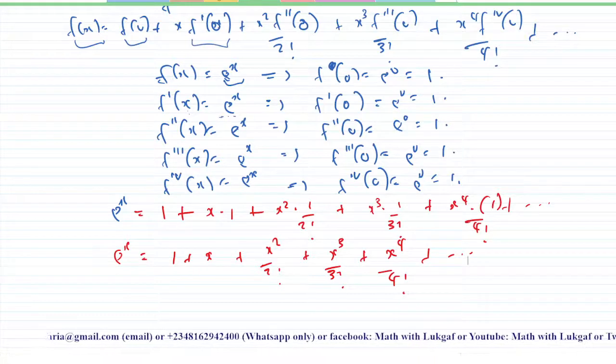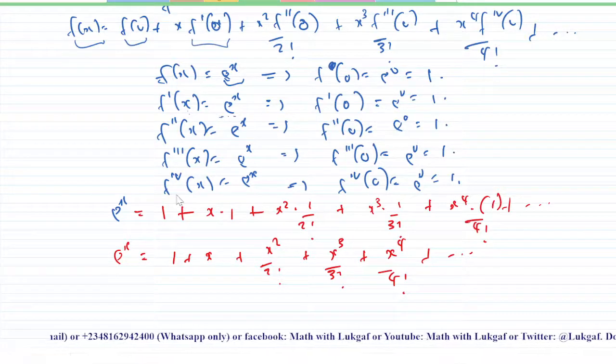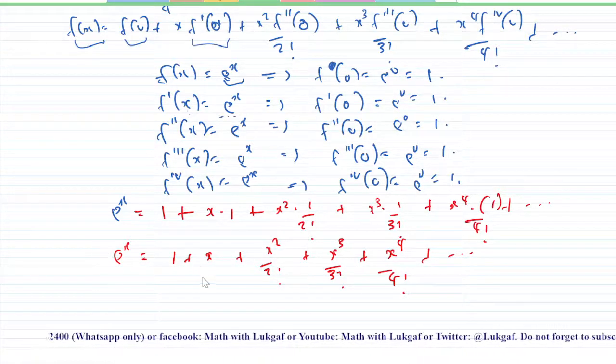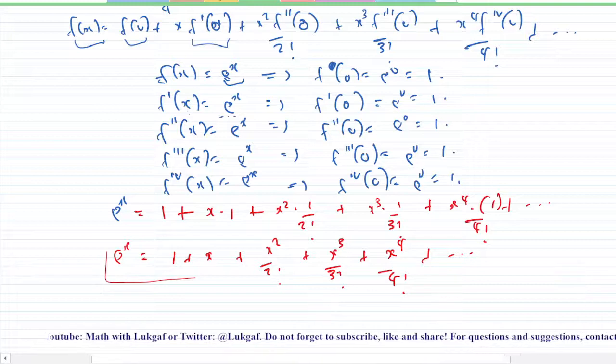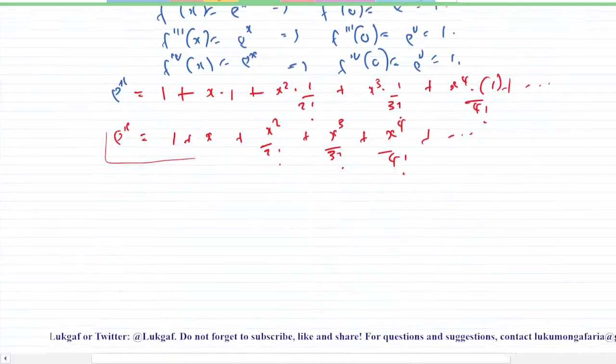You can see that is simple. So that is what? That is the power series of what? Of e raised to power x. That is, you've expressed e raised to power x as what? As an infinite series in ascending power of x.